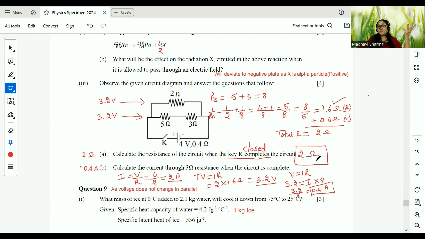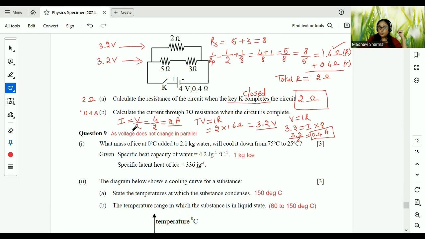Yes, 2 ohms. Calculate the current through the 3 ohm resistance when the circuit is complete. Now, V is equal to IR, right? So I is equal to V upon R, which is 4 upon 2, which is 2 amperes. 2 amperes is the total current. All right. So the terminal voltage is IR, which is 2 into 1.6.